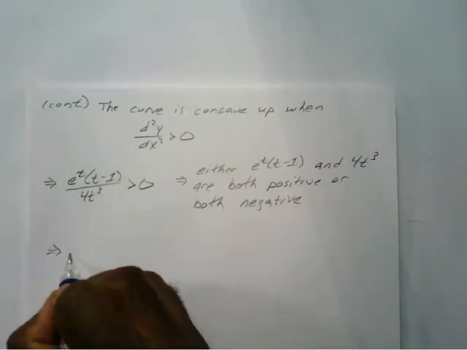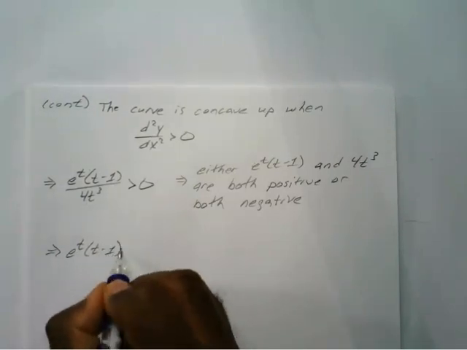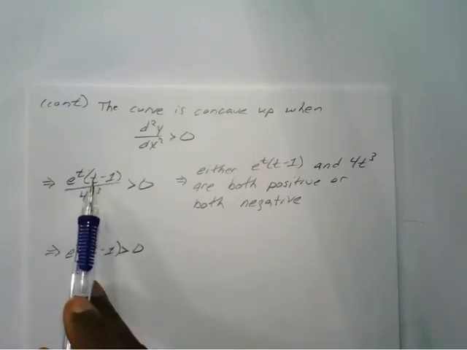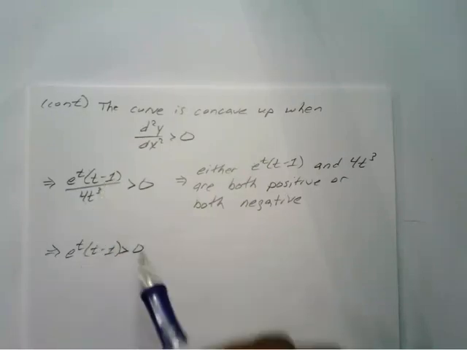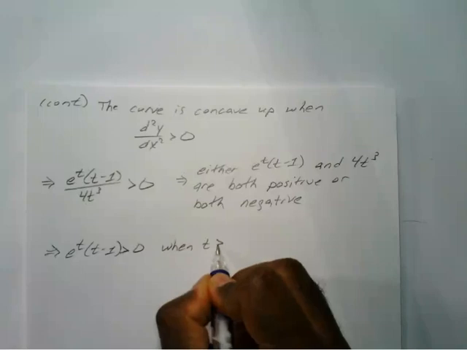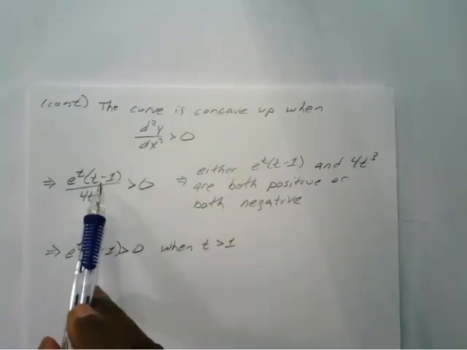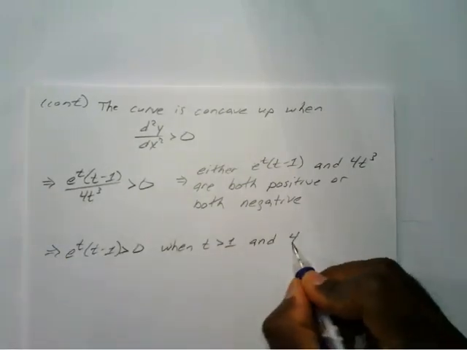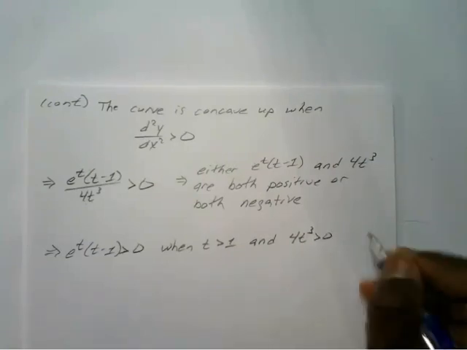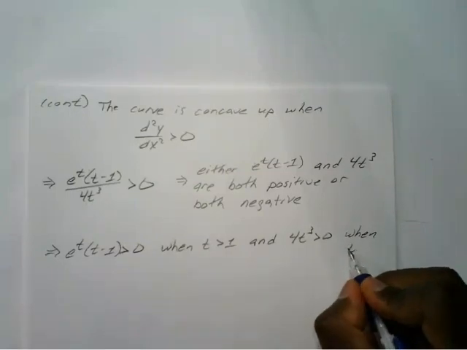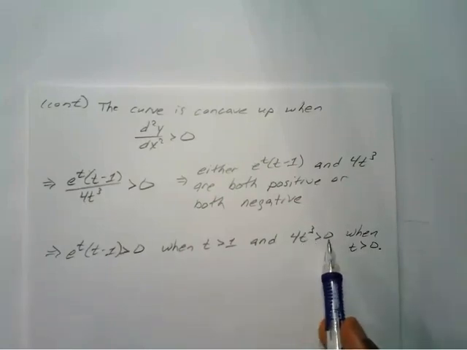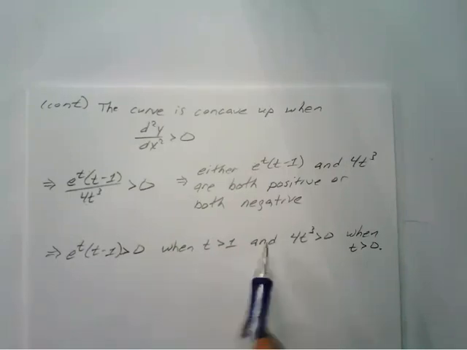Let's figure that out. What about our numerator, e to the power of t times t minus 1? When is that greater than 0? That's when t minus 1 is greater than 0, which means t is greater than 1. So that would be positive as long as t is bigger than 1. And this denominator has to be greater than 0. 4t to the third is greater than 0 when t is greater than 0. We divide both sides by 4 and cube root both sides, we get 0. Now, this is when both are positive. What about when both are negative?